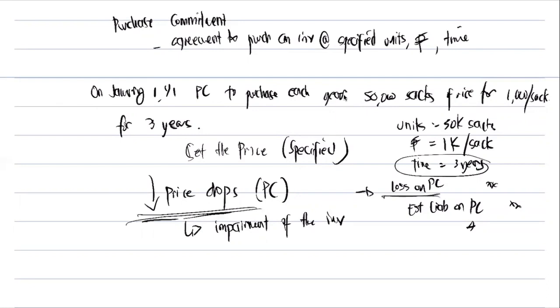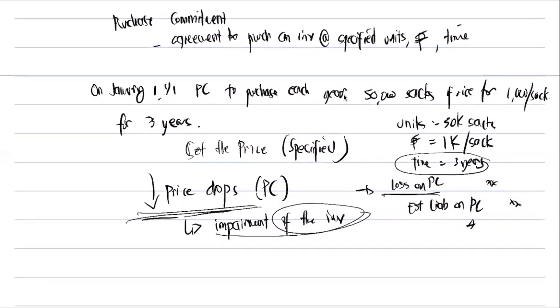Therefore, there will be a loss on purchase commitment. That is considered as impairment of the inventory. However, it is not impairment of inventory per se. I told you a while back, but we need to recognize a loss on purchase commitment and estimated liability on purchase commitment, okay?